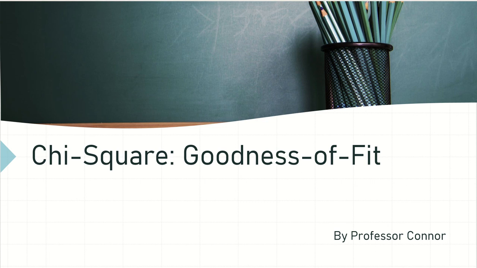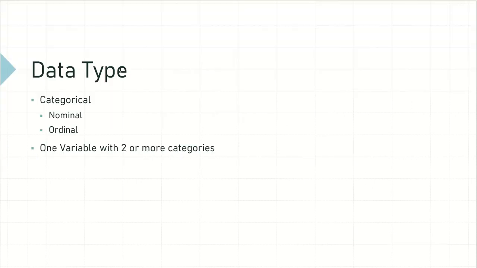Everyone, we're going to look at how to perform a chi-square goodness of fit test using Excel. Just keep in mind that the type of data we need for this type of test is categorical. That means it's either nominal or ordinal data. And when you're doing a goodness of fit test for chi-square, it means you have only one variable that has two or more categories.